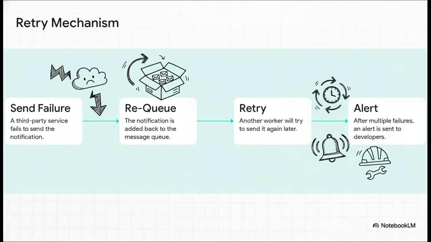Okay, but what happens when things go wrong? Let's say a third-party service has a temporary glitch. You can't just lose that message. A robust system will have a retry mechanism. The worker tries to send, it fails, so it puts the message back in the queue. A little later, another worker will pick it up and try again. Only after it fails, say 3 or 4 times, does it get flagged for a human to look at. This ensures that temporary network blips don't cause messages to get lost forever.